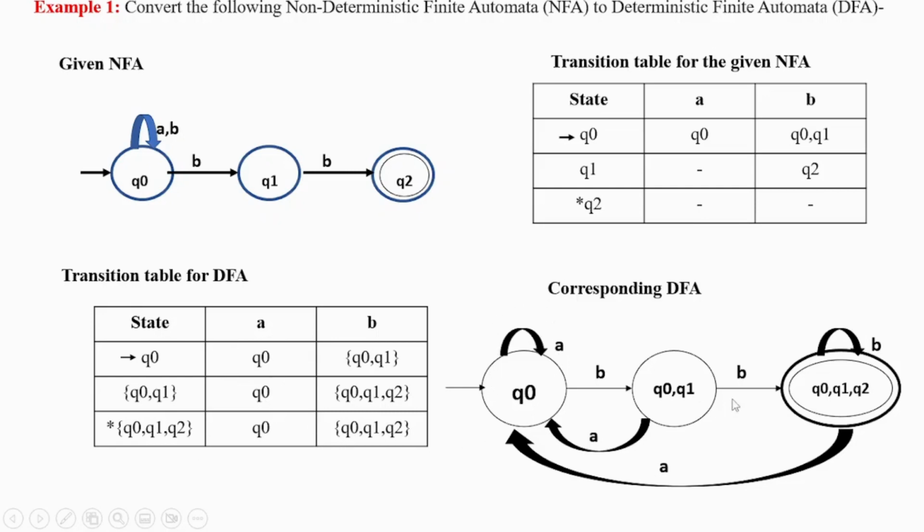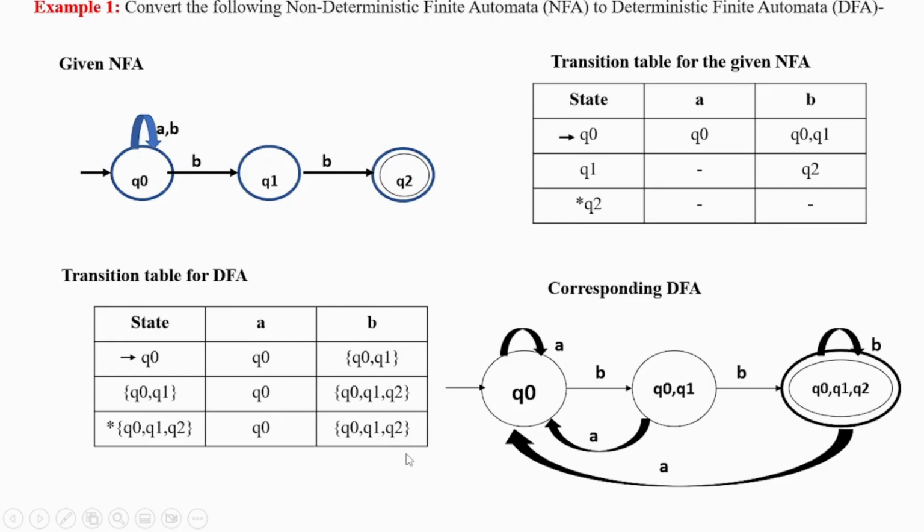So from this state on A, everything goes to Q0. Then from Q0 on B, it goes to Q0, Q1. Then from Q0, Q1 on B, it goes to Q0, Q1, Q2. So complete the diagram from this table.